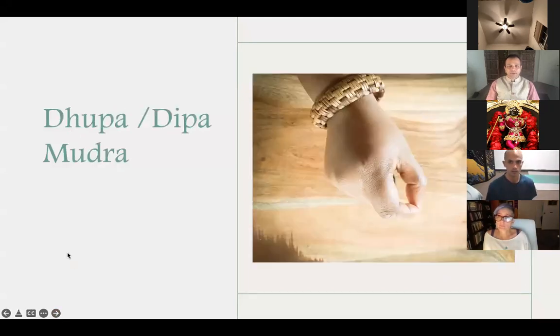Then you offer lamp to the Lord. So this is called Dhupa mudra, Dhupa Deepa, offering the lamp or the light. Like this, closed, except this, air. Fire needs air. So this one, actually, this is Ghanta mudra, when you hold it like this, ringing the bell. So this indicates Ghanta, but this indicates Dhupa, Deepa offering.